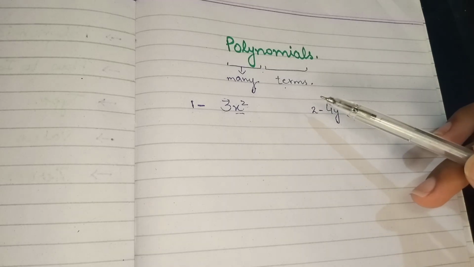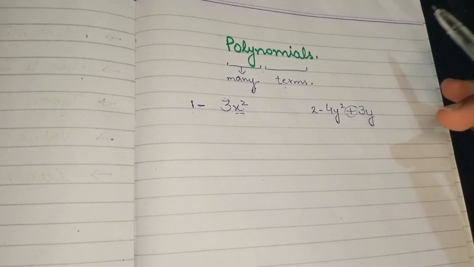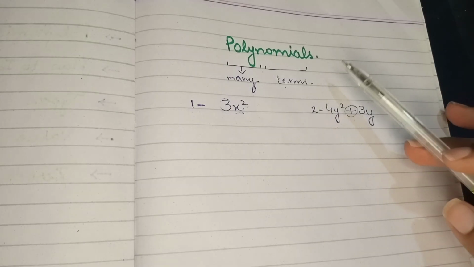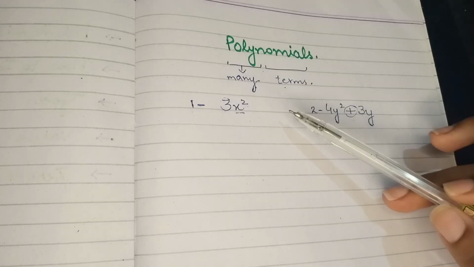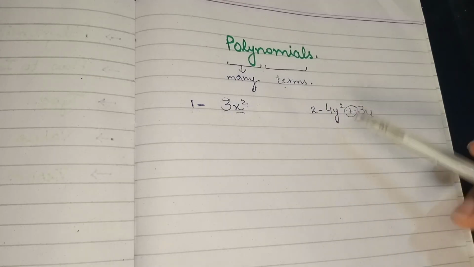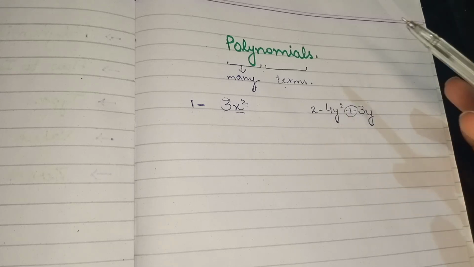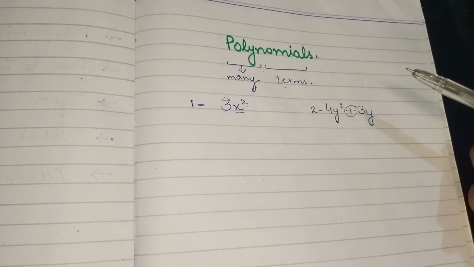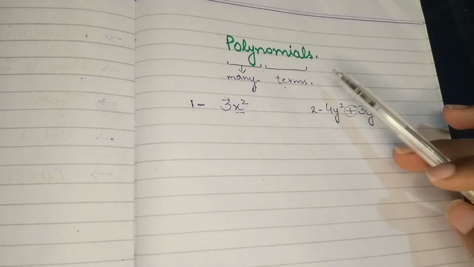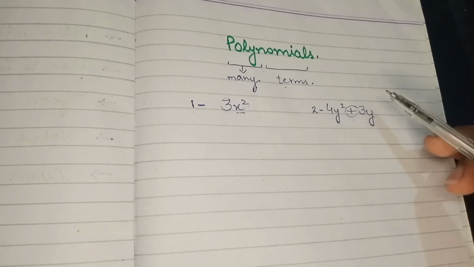So we can say that the definition of the polynomial comes as a math expression made up of terms with variables raised to powers, plus signs, minus signs, coefficients, and constants. So, see through these different examples. Then, how can we identify the polynomials? What is the method of identifying the polynomials?